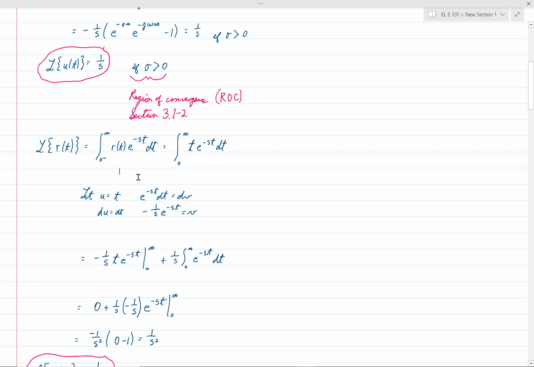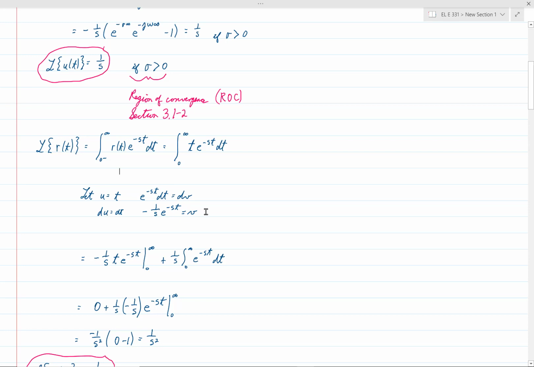Anyway, as we've argued, in this case the lower limit becomes 0, and we have a t here where we had r of t. Now that you have this integral, you can see that this is an integral where you would want to use integration by parts. So I would let u equal t, and the rest of this I would let be equal to dv. And so du is dt, and minus 1 over s e to the minus st is equal to v.